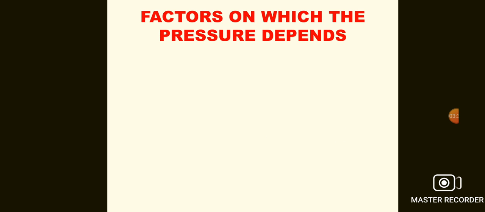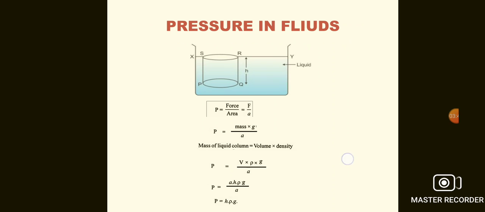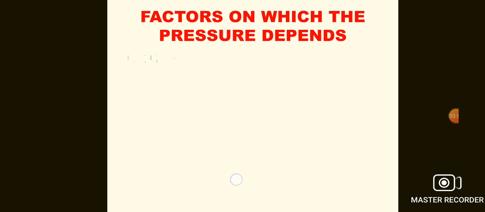Then what are the factors on which the pressure in fluids depends? First one is depth. As in the formula we have seen h rho g, h is nothing but the depth or the height inside the fluid. So pressure increases with increase in depth. As depth increases, pressure increases, and due to which the diver suit into water, the diver which dives very deep inside the water, the diver suit is constructed in such a way that it can withstand high pressure, because as depth increases, pressure increases.